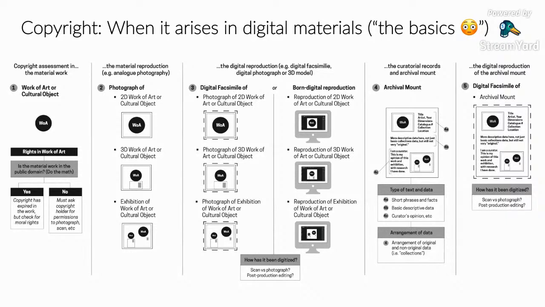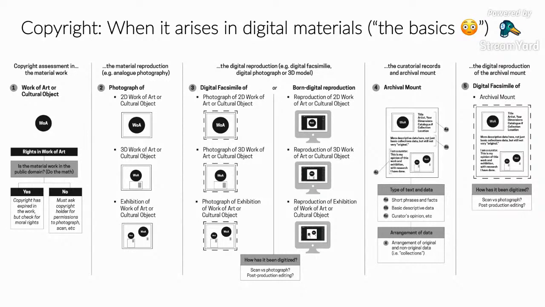So for example, looking at the second column, we can see that the material reproductions or the photography might include a photograph of a 2D work or a cultural object, a 3D work, or even an exhibition of the work. And the more scope that there is for creative choices to be made within each of those photographs, rather than technical choices, the more likely the photographer is to have a copyright. So we would look to the place where the photographer chooses to stand, where the lights are positioned, and how they are used to create shadow or mood, and so on.